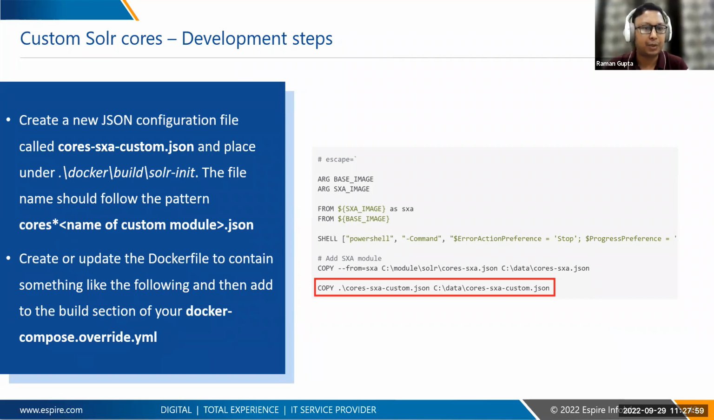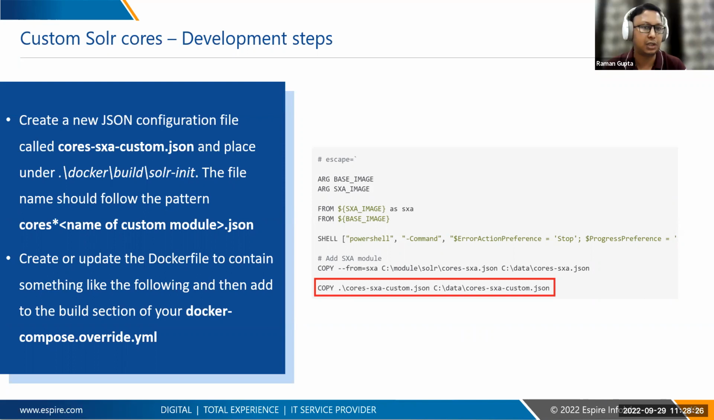And then the file name must start with the text core, and the JSON must start with either Sitecore or XDB. And then update the Docker file, which will copy all these files to the C data folder. And once you do this, new custom cores will be added to the local Solr dashboard. Now, next is that you can run the Docker compose file.